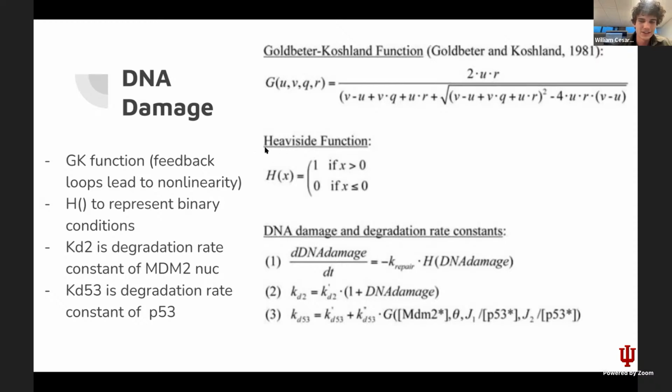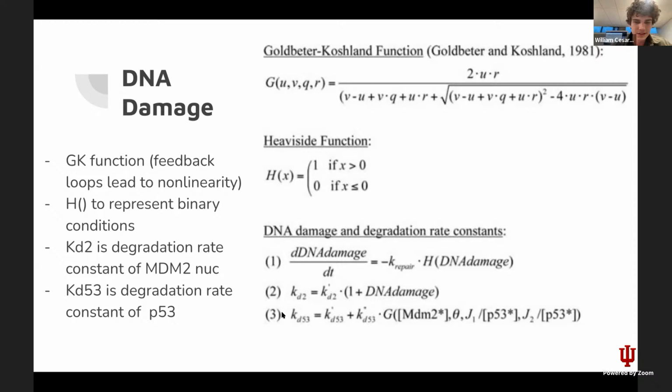If x is less than 0, then it's 0. If x is greater than 0, it's 1. This is essentially saying if there's DNA damage, then it's on. If it's not, then there's none. And so then we get down to the damage degradation rate constants. The change in DNA damage is the repair rate times the Heaviside function of DNA damage.